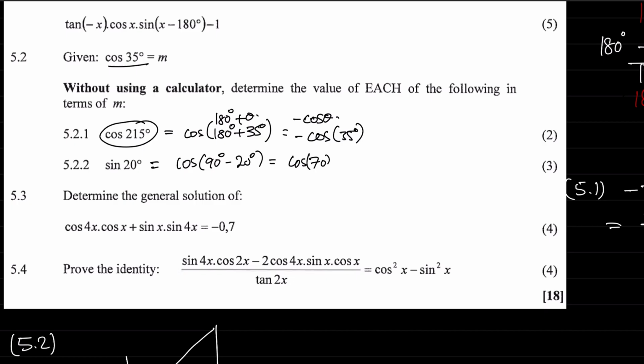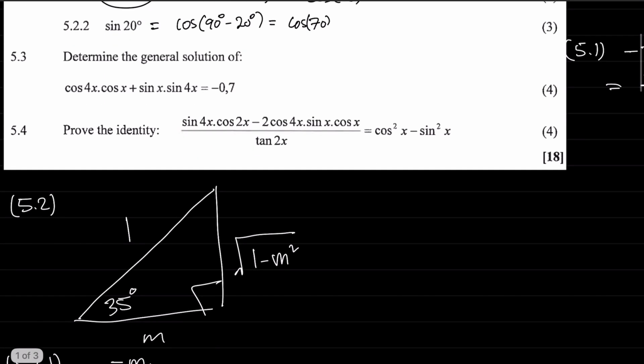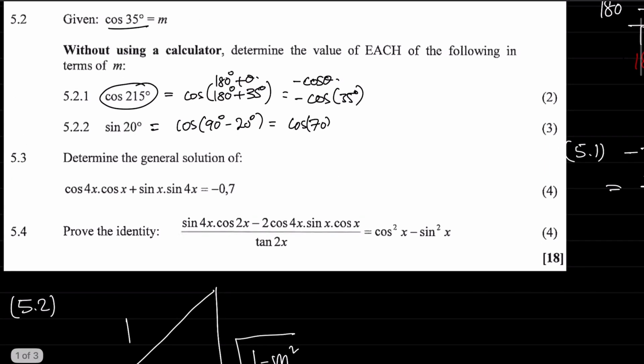And since there's no 70 on our diagram, we can break it up. We can say that cos of 70 is the same as cos of 2 times 35. Now that is one of our double angles. Remember the double angle: cos of 2a we can expand as 2 cos squared a minus 1. Now let's substitute that back.